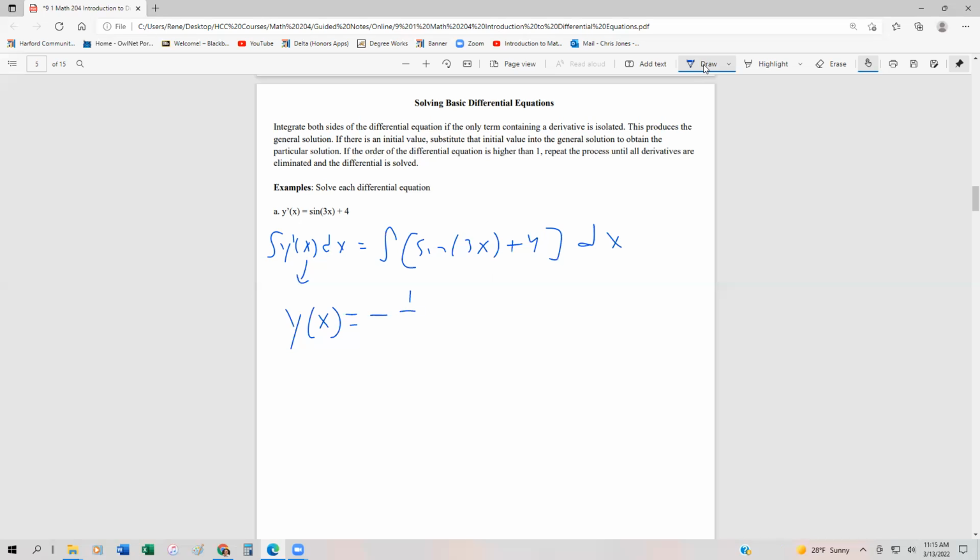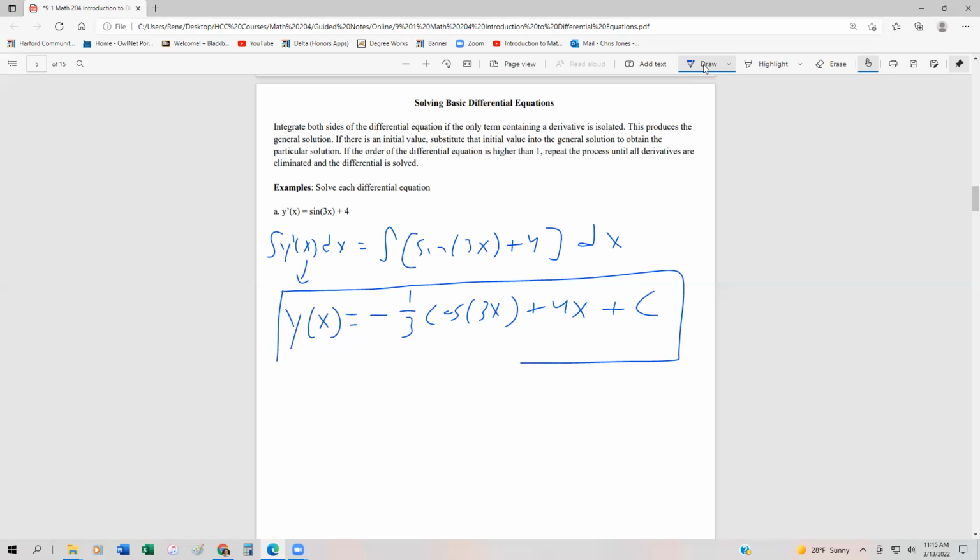The antiderivative of sine is going to be negative cosine, but we're going to use the reverse of the chain rule on this. So it's actually going to be not multiplied by 3, but divided by 3 in this case. The antiderivative of 4 with respect to x is 4x, and then we have a constant of integration. So that is literally how you solve a really basic differential equation, not meant to be too difficult.